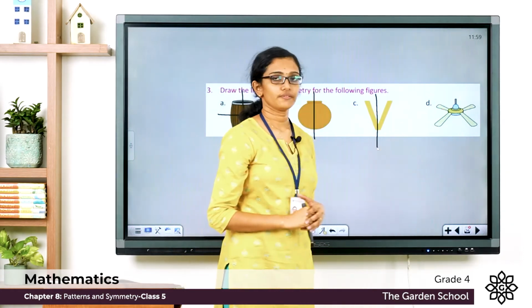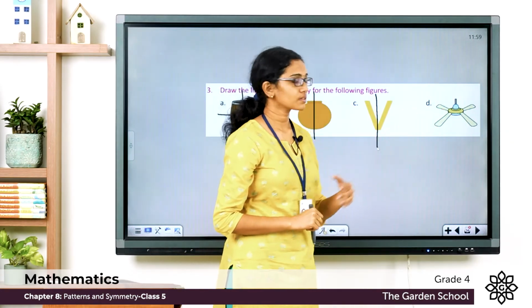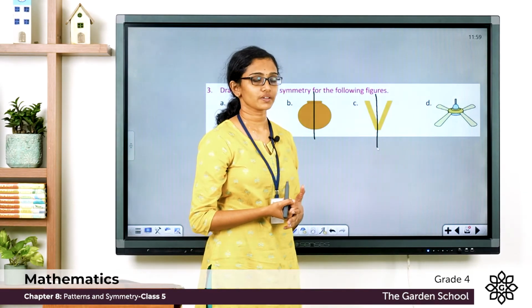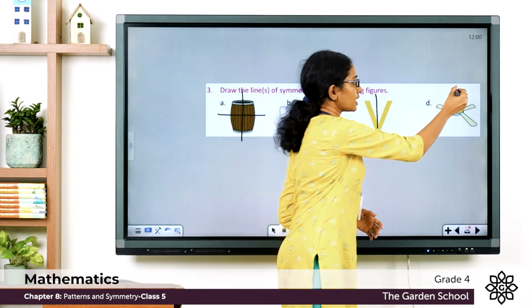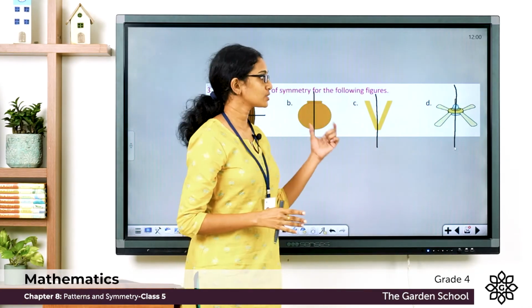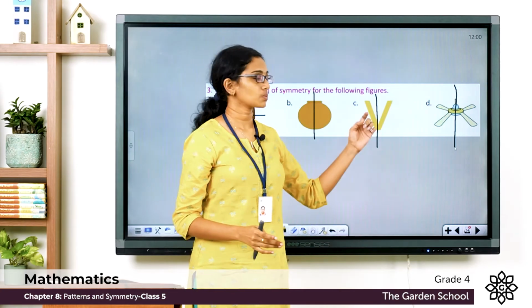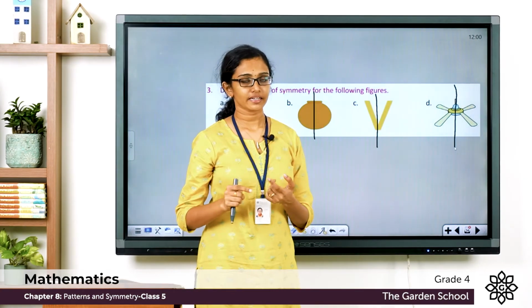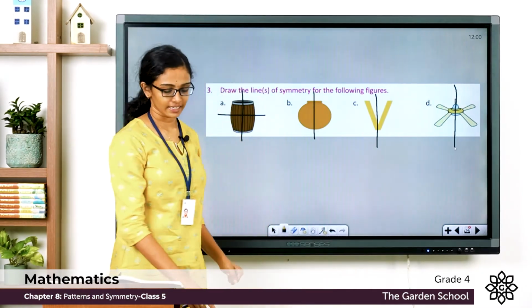Now, what about a fan? You can see 4 leaves for this fan. Is it symmetrical? How would you draw a line of symmetry for this figure? You can draw a vertical line of symmetry in which you get 2 identical halves or mirror images, one left and one right half. Remember to use a ruler and a pencil to draw the lines neatly.